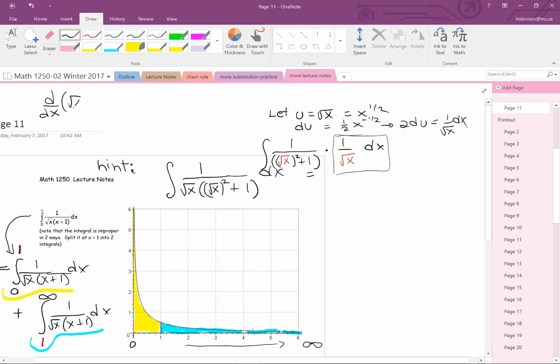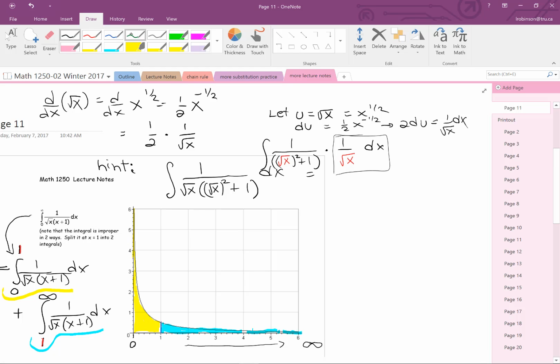of root x equals d by dx of x to the 1/2 equals 1/2 x to the minus 1/2 equals 1/2 times 1 over root x. So you've got this 1 over root x dx here, which could be used as a du. And that means you could let u equal root x. Well, if u equals root x, then u squared just equals x.